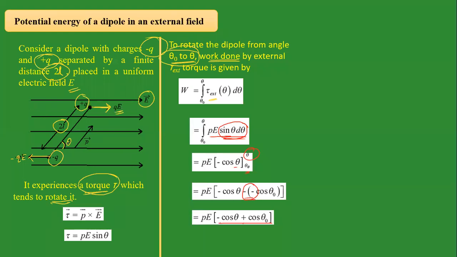So in a bracket we get work done is equal to pE times the bracket of minus cos theta plus cos theta 0. Or we can write this minus cos theta later and this cos theta 0 first. So we get the next step: work done is equal to pE in a bracket cos theta 0 minus cos theta.